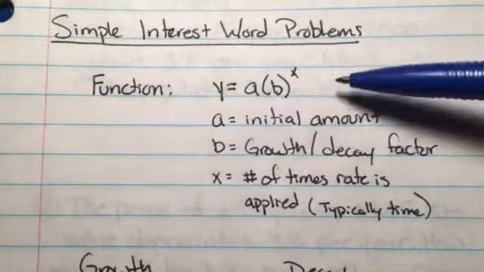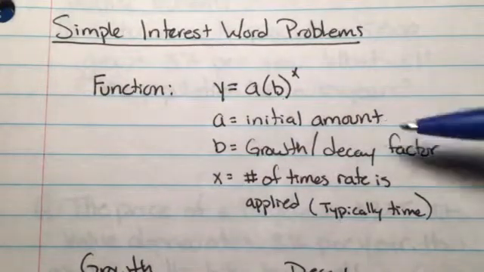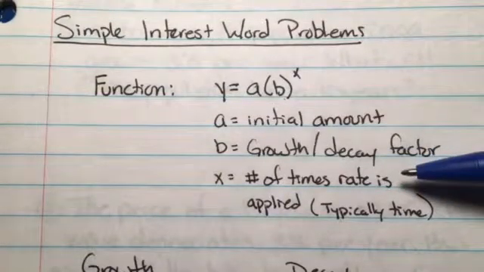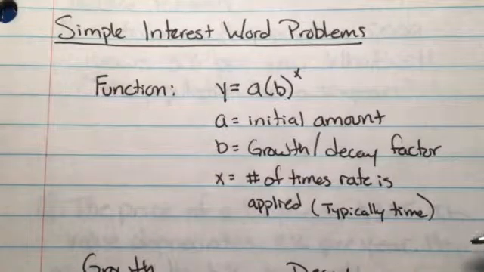First, we have the function y equals ab to the x power. A, of course, is your initial amount. B represents the growth or the decay factor. And then x, that's the number of times that the rate is going to be applied. Typically, it's a time, so many years.